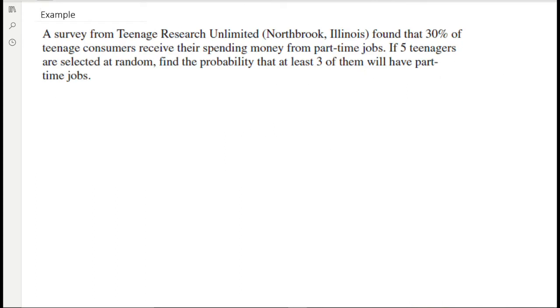So let's look at another example. A survey from Teenage Research Unlimited, Northbrook, Illinois, found that 30% of teenage consumers receive their spending money from part-time jobs. If 5 teenagers are selected at random, find the probability that at least 3 of them will have part-time jobs. So it says that 30%, so they're saying that at least 3 have part-time jobs. So part-time jobs is considered success, which means that the number of successes here, it says at least 3.